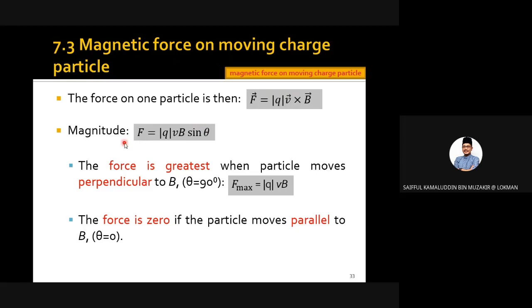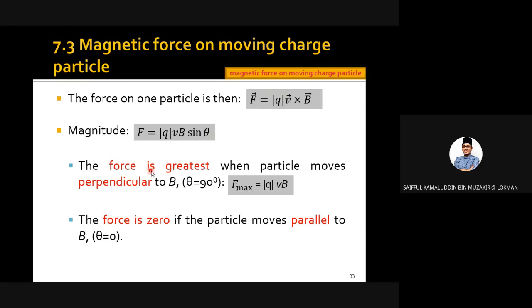So the magnitude of the force experienced by a moving charged particle is F equals the magnitude of the charge times the velocity of the charge times the magnetic field times sine theta. And theta, what is theta? Theta is the angle between the direction of the velocity and the direction of the magnetic field. So this is the theta.